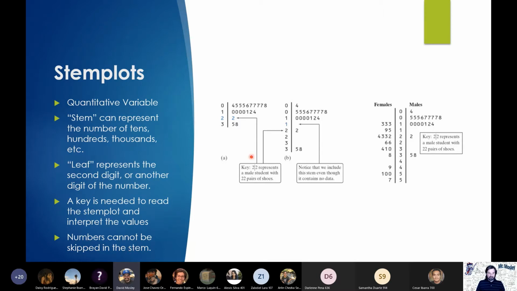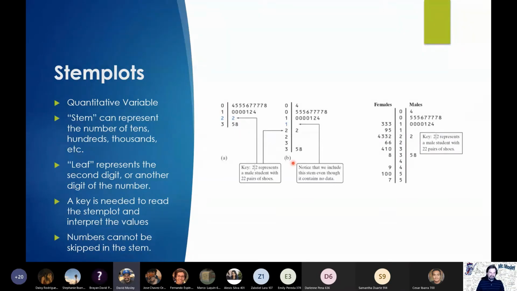I cannot skip numbers. So like in the first one, in A here, we have values of 5, 5, 5, 6, 7, 7, 7, 7, 8, 10, 10, 10, 10, 11, 12, 14, 22, 35, and 38. Each of my stems is used at least once, so there's no reason to even think we might skip one.